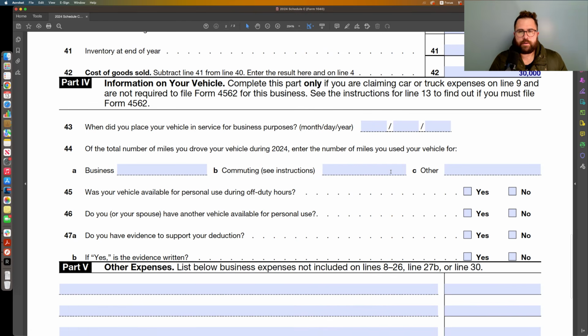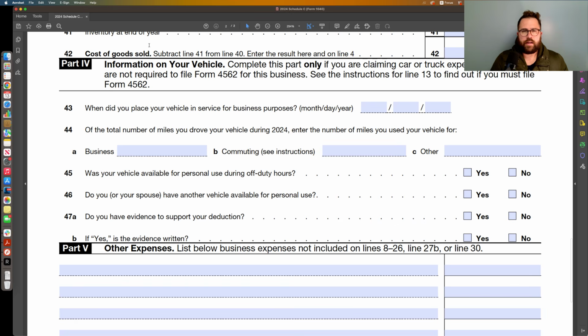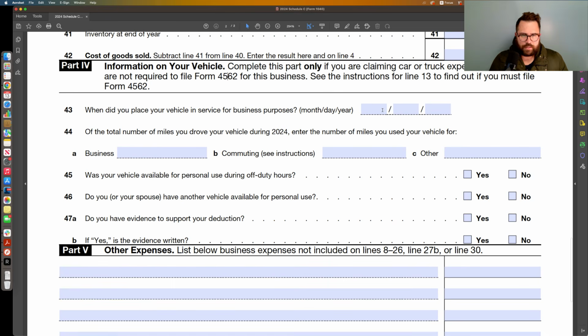The car thing: if you're claiming a car expense on line 9, which we are, and you're not required to file Form 4562, which is the depreciation form for this business, fill this information out. Okay, so they just ask you basic questions. When did you place your vehicle in service? Let's say, beginning of the year. Total number of miles you drove during 2024? Let's just say 10,000, for business.